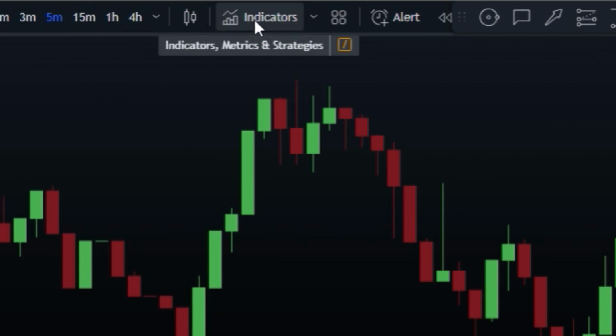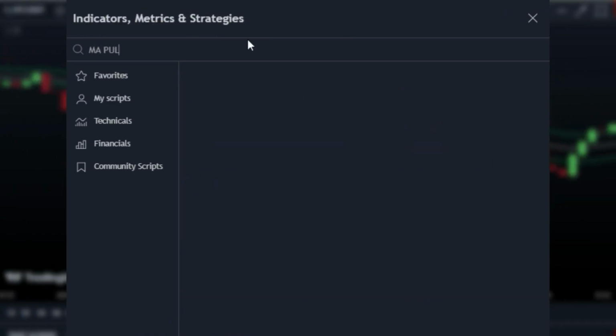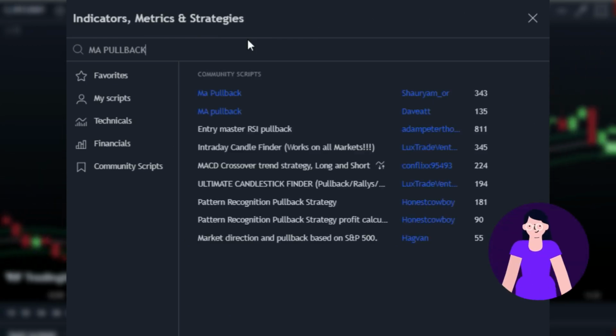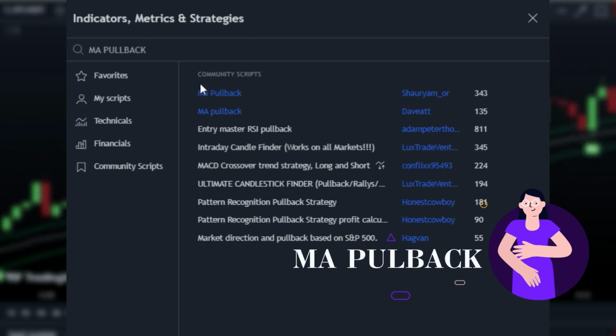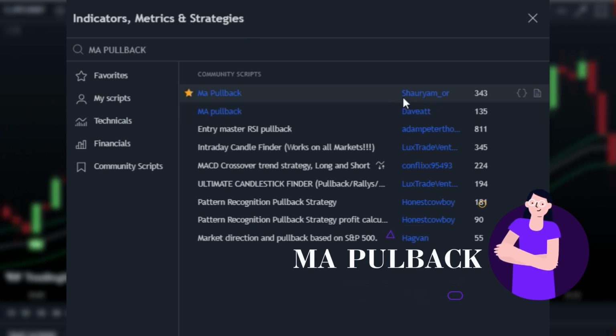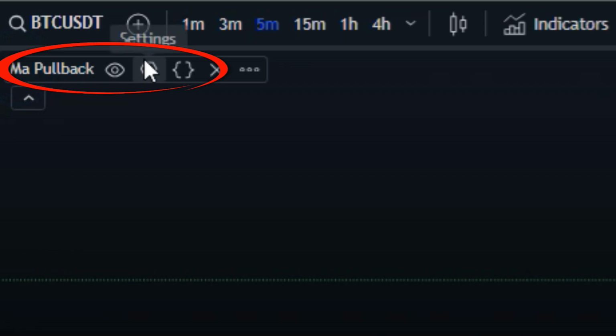Just add it to your chart. Now optimize a few settings and you're good to go.